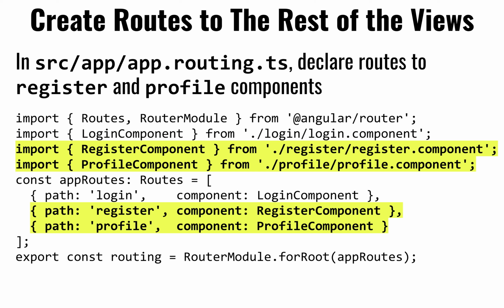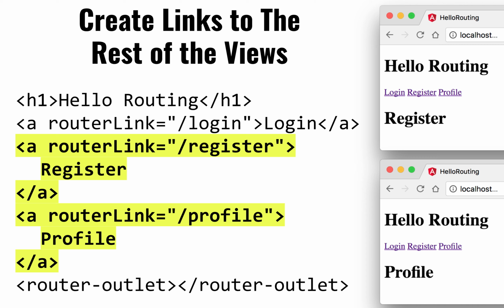So here's just an example of going a little further. We have a register component and profile component loaded in there, and we're just mapping them to some paths here, register and profile, so that we can now perhaps navigate to each one of those. And now here we are adding just a couple more links. First we only had login. Now we're adding the next two, register and profile. But we still have the router outlet down below. So notice the new hyperlinks now, register and profile. We click on login, we see login. If we click on register, we see register. We click on profile, we see profile. Pretty easy, right?